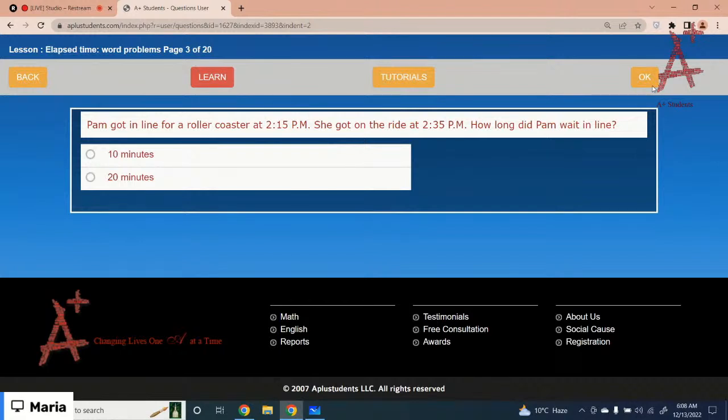Okay, great. The hours are the same, so just subtract the minutes. Got it? Yes, it would be 20 minutes. Just select the correct option, then click on the OK button.